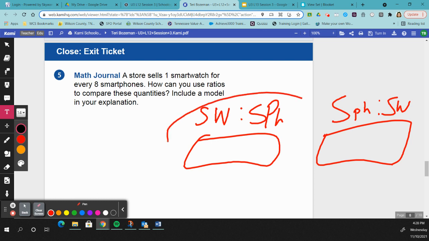You're going to write the ratio and then draw a model for that. And remember, we would need our quantities here. So if I was doing smartphones to smartwatches, if that's the one I chose, then smartphones is 8, smartwatches is 1. So I have 8:1, and then I would need to draw my model. I would need to pick a shape for smartphones and a shape for smartwatches and draw the correct amount in my model.